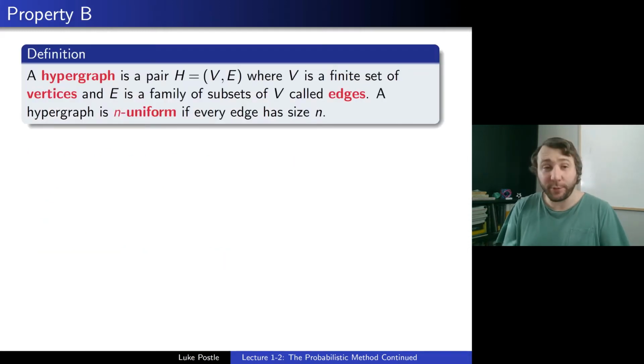It's about hypergraphs. So to remind you, a hypergraph is a pair H equals (V, E), where V is a finite set of vertices, and E is a family of subsets of V called edges. So this is like a graph, except the edges are allowed to be more than just pairs of vertices. They may be any sets. A hypergraph is n-uniform if every edge has size n, so all the edges are of the same size. Thus, a graph is a 2-uniform hypergraph.